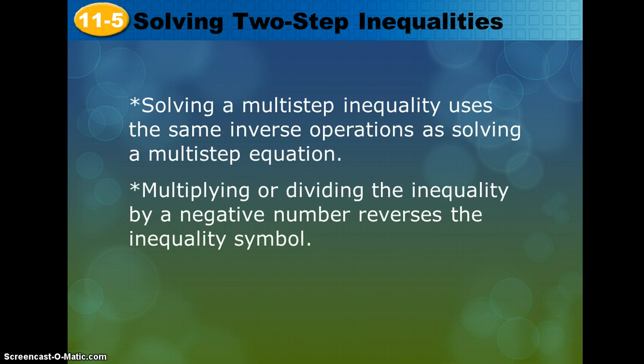So solving a multi-step inequality is really the same as solving a regular equation. You're going to use inverse operations to isolate the variable. Multiplying or dividing the inequality by a negative number, however, reverses the inequality symbol. So that's really the one thing we need to be careful of.